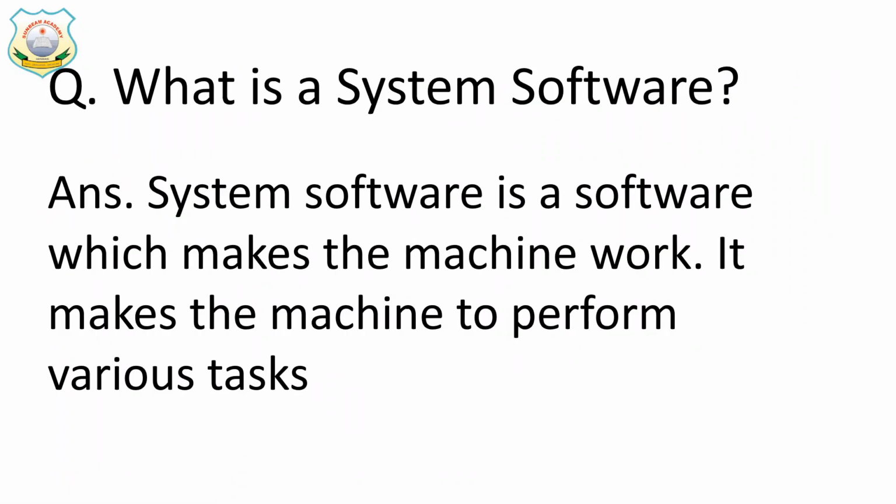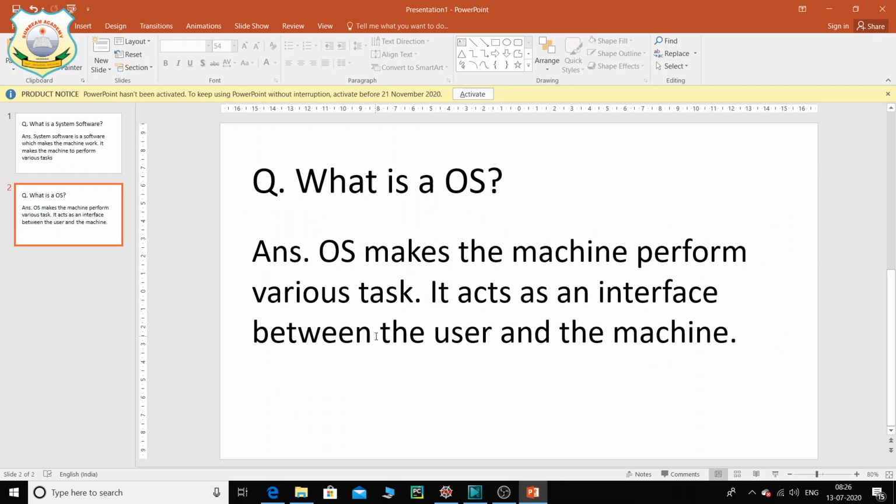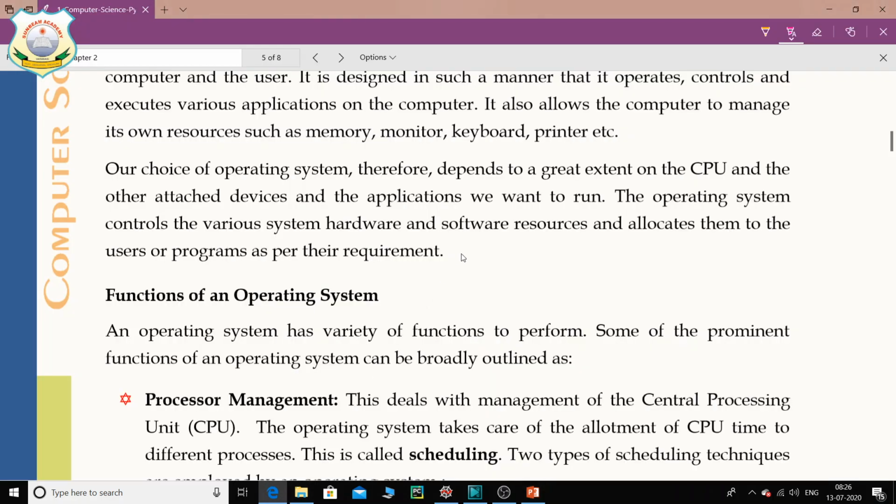I will just full screen this. What is a system software? System software is a software which makes the machine work. It makes the machine perform various tasks. Finish. Then what is the OS? OS makes the machine perform various tasks. It acts as an interface between the user and the hardware machine. Chalega. ठीक है? So that's the thing that you need to remember.